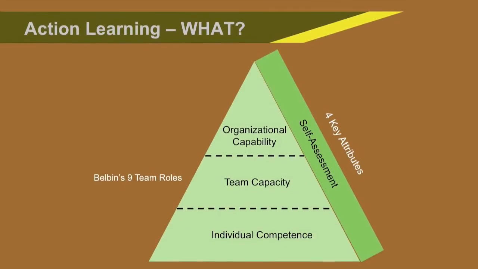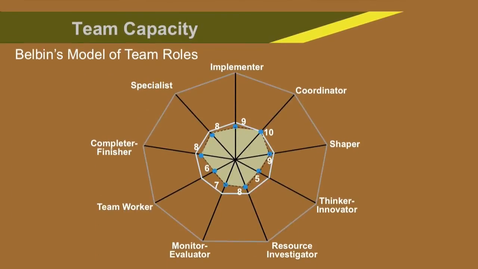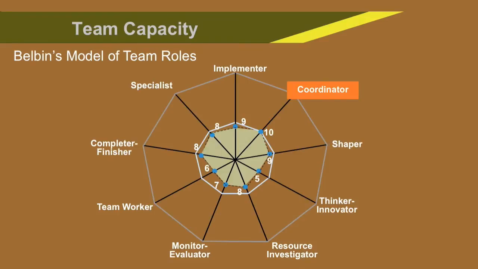Now moving on to the next level, which is team capacity. In this section, I'm going to analyze my team capacity by using Belbin's 9 team roles. Out of the 9 team roles, my highest score is coordinator. It means that I am mature, confident, a good chairperson, clarify goals, promote decision making, and delegate well.